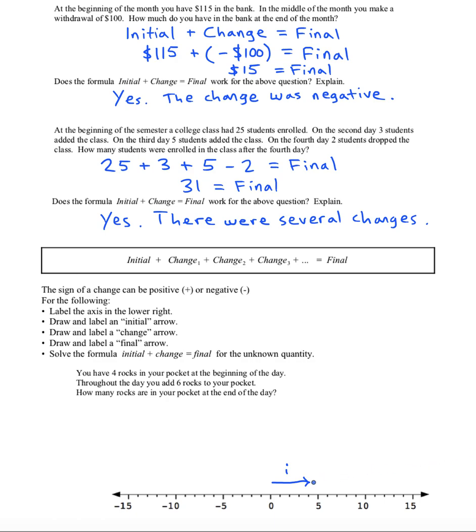Now we want to make a change of adding 6 rocks to the pocket. So let's go from our initial position to the new position and give that the letter C for change. Now what we want to do that's new, that we hadn't done before, is draw a final arrow. And where do you think the final arrow goes from and to?